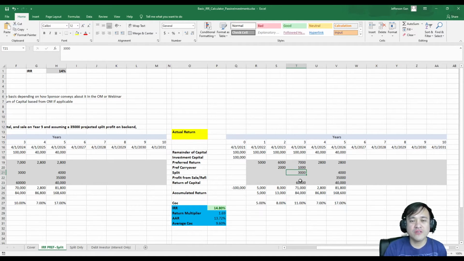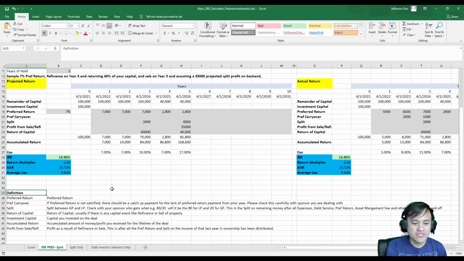So you also need to make sure, for your preferred return, that the OM mentions this kind of catch up, because sometimes it doesn't specify catch up, but ideally there should be some catch up because it's a preferred return. So the split will not happen until everyone gets paid the preferred return. So that's the purpose of the preferred plus split. Then I have also put the definitions here of what preferred return, preferred carryover, split, return of capital, investment capital, accumulated return, and the profit from sale or refi are.